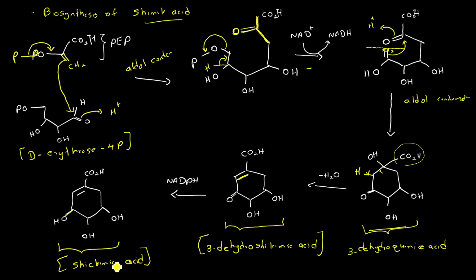This is shikimic acid. So these are very important, right? The shikimic acid, you need to know the structure and the name as well. So NADPH is the reagent which we are using. Not we are using, basically, in the biological systems of the plants and bacteria cells. So this is the reaction procedure.